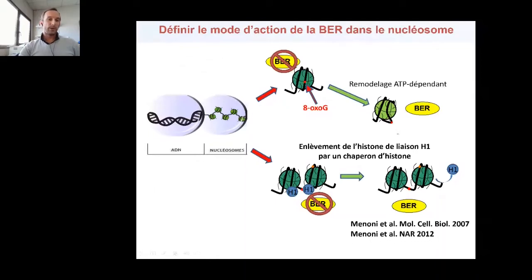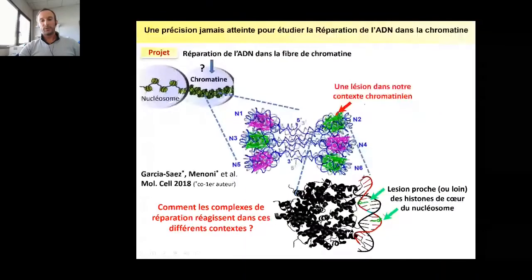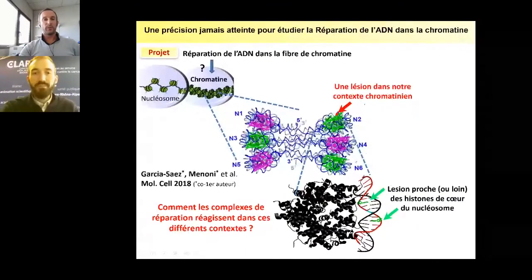But we are now moving to the next step of folding of the DNA, which is the so-called 30 nanometer chromatin structure. And you can see here that, thanks to our latest collaborations with people at IBS Grenoble, we have been able to get a very detailed structure of 30 nanometer chromatin. Now we can include lesions in different positions and study how they will be repaired. The ultimate goal of our group is to determine by cryo-electron microscopy the structure of this complex.